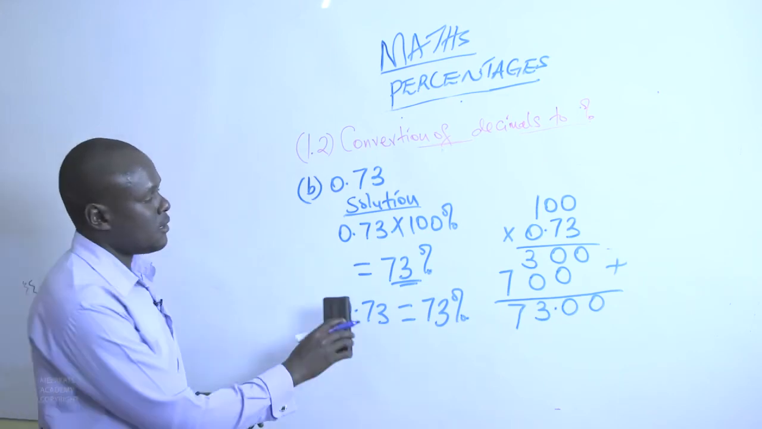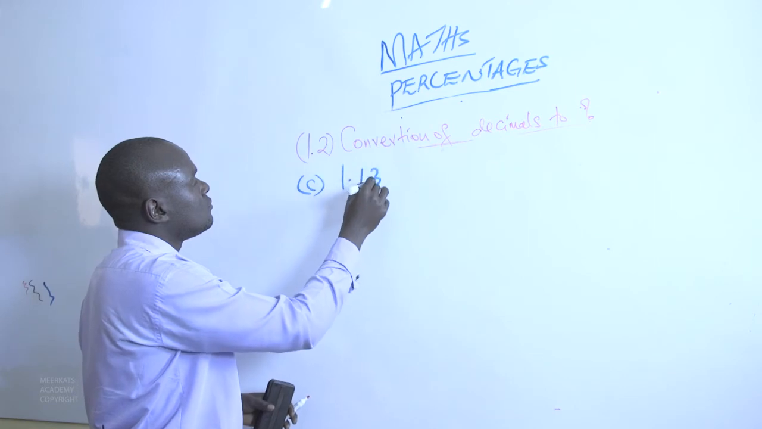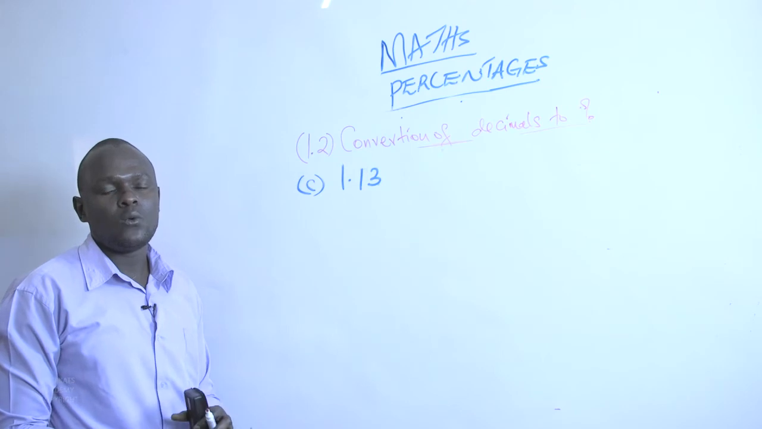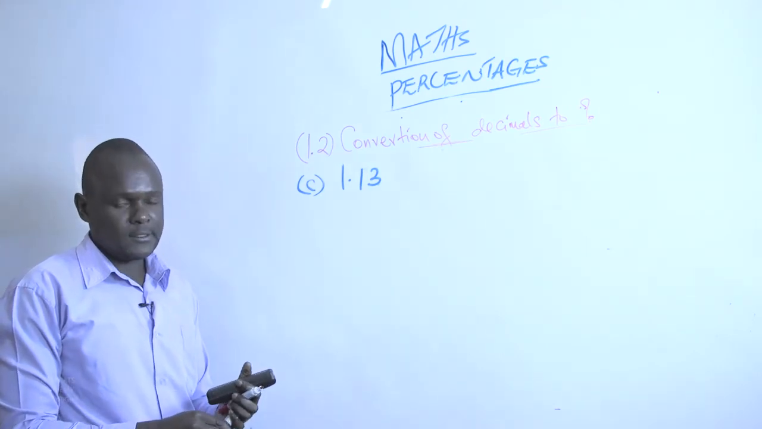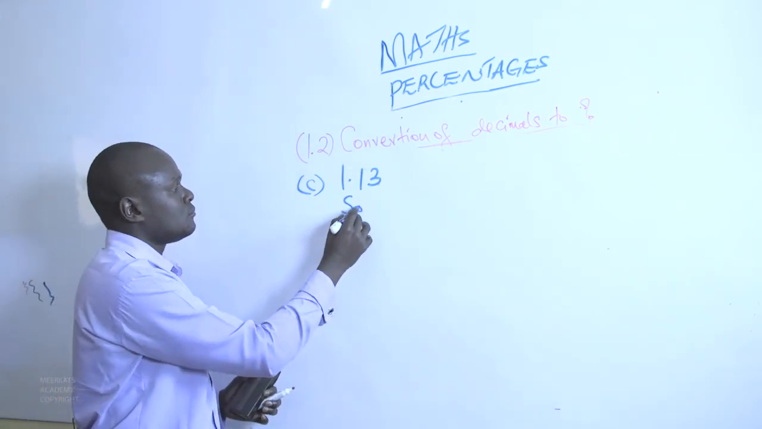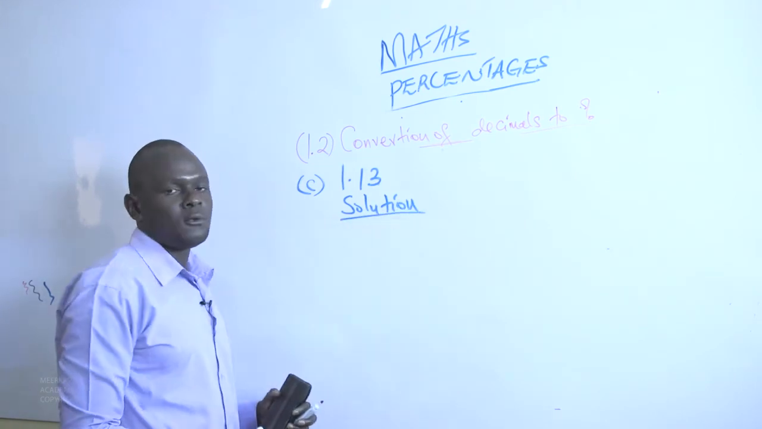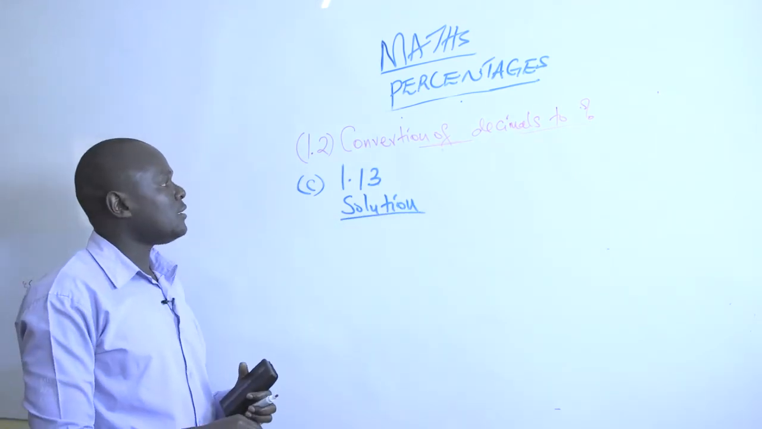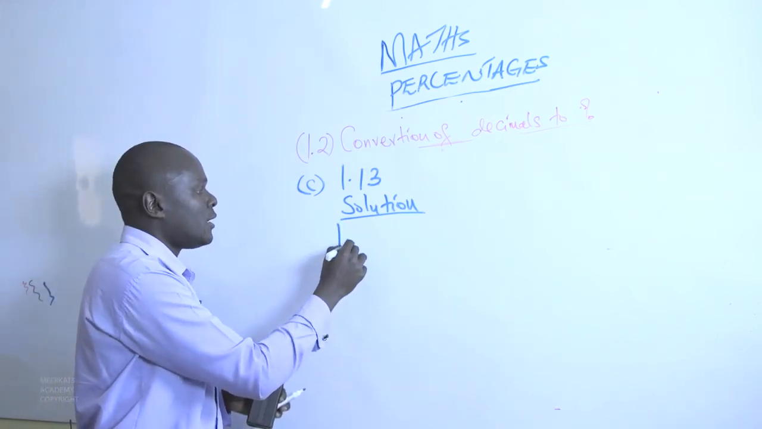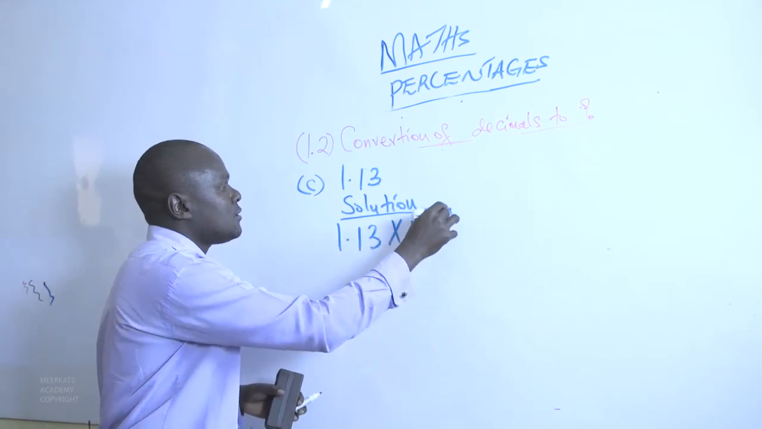Let us look at another example. We express the number 1.13 as a percentage. The same procedure that we have learned in the previous 2 examples will apply here. We will have our number 1.13 multiplied by 100%.